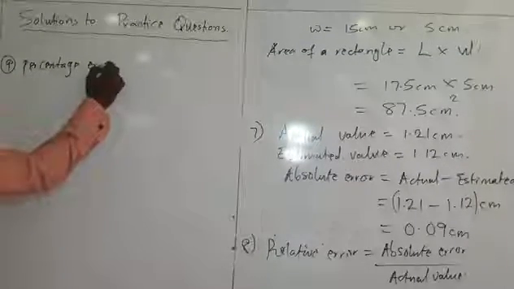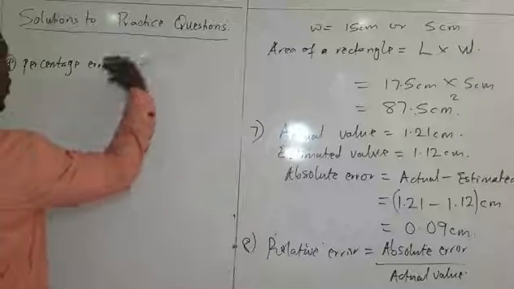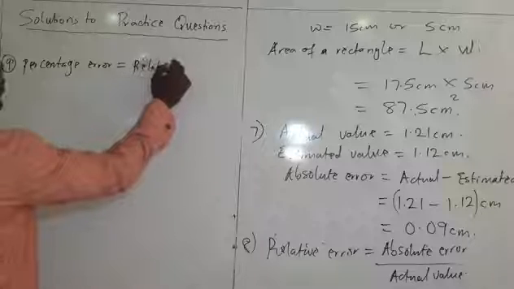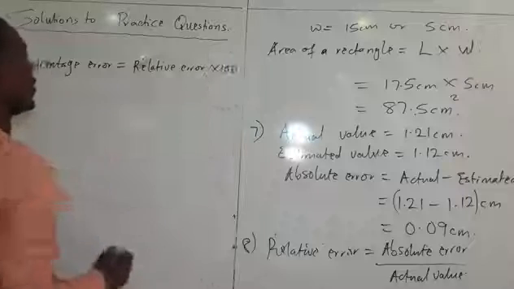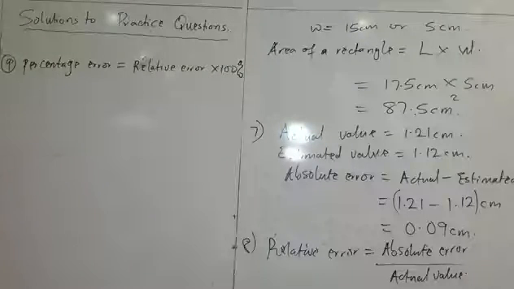So the percentage error formula is given as relative error multiplied by 100, so percent. So this is just the relative and percentage error formula.